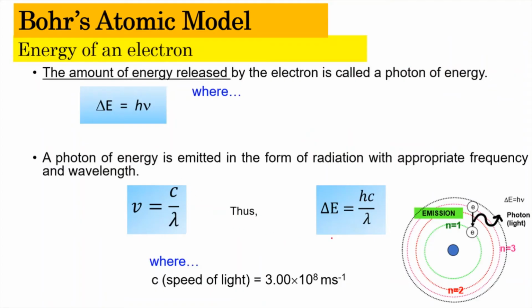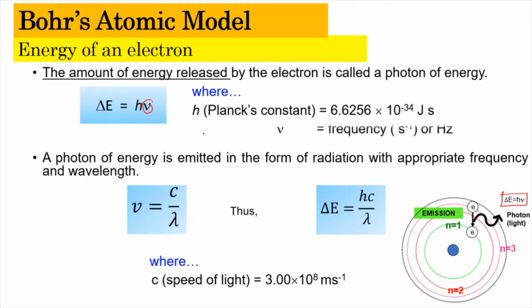Also, when you're talking about a photon, we know that the photon itself will carry an energy, which is delta E equal to hv, where h refers to Planck's constant, which has the value 6.6256 times 10 to the power of negative 34 joule second, and v refers to the frequency, or we call it mu. The frequency will have a unit of per second or hertz.